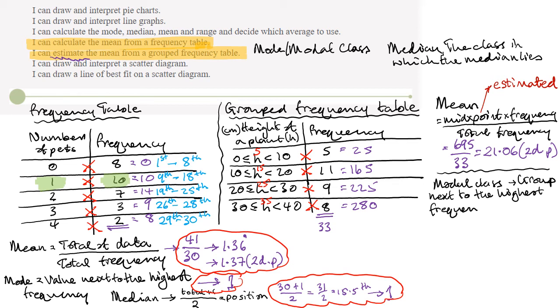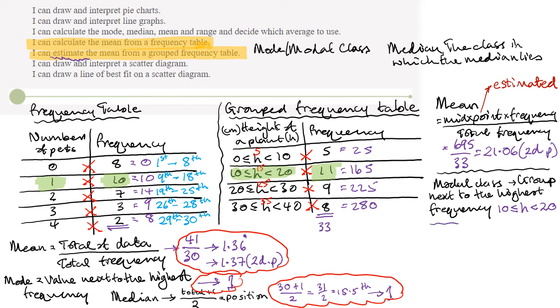And if I look down this table, I can see that the highest frequency is 11. And this is the group next to it, so I'll just write that down for this one. So that would be 10 less than or equal to h less than 20. The stuff you see in purple is for this particular question.